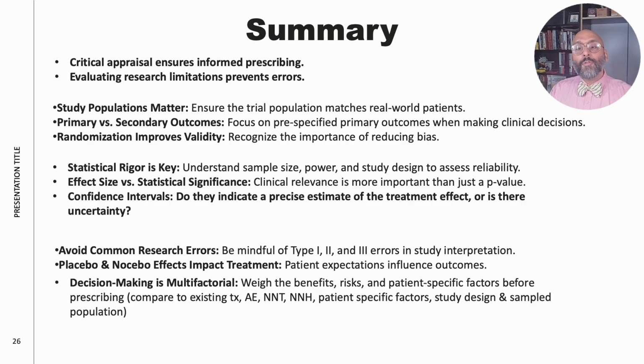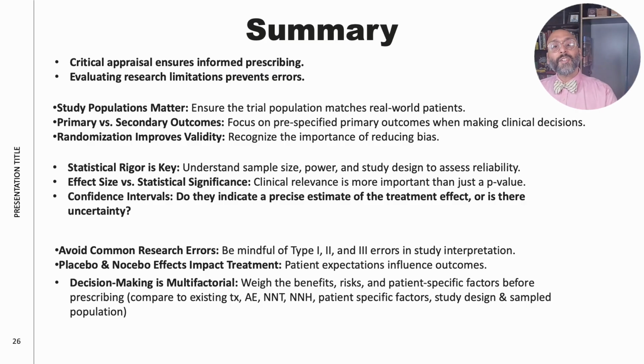Second, primary outcomes matter more than secondary outcomes. Pre-specified primary endpoints are what trials are powered to detect. Post hoc or secondary findings may be hypothesis generating, but they're not the same as evidence for action. Third, randomization and study design matter. Randomization reduces bias, but it does not eliminate it. So you still need to assess internal validity, confounding variables, attrition, and measurement quality.